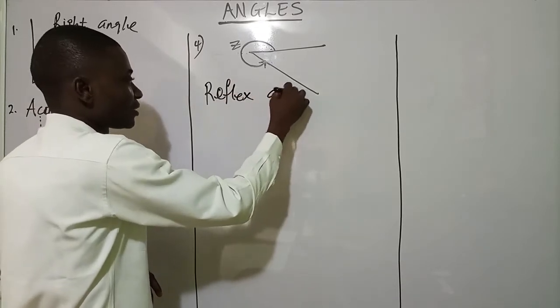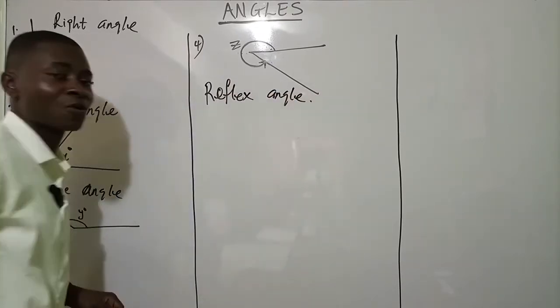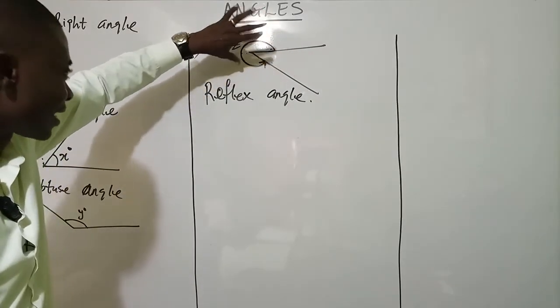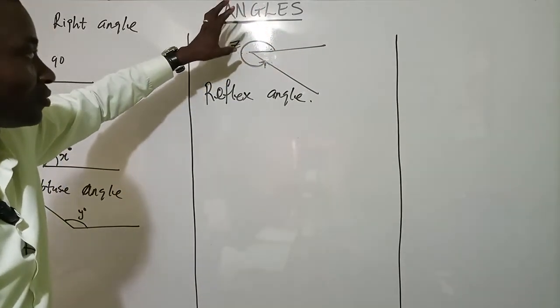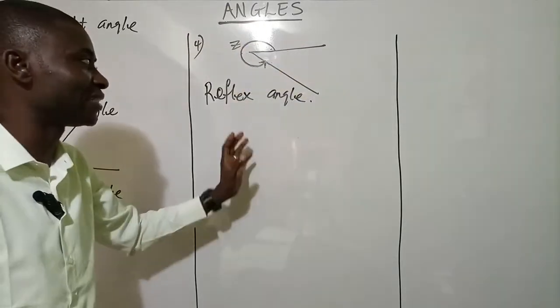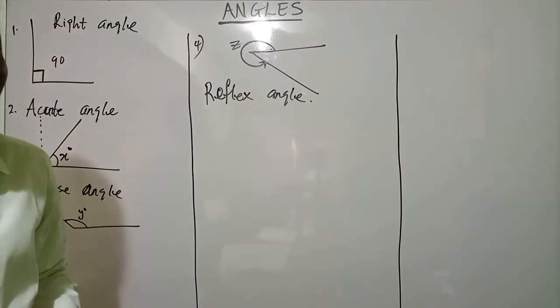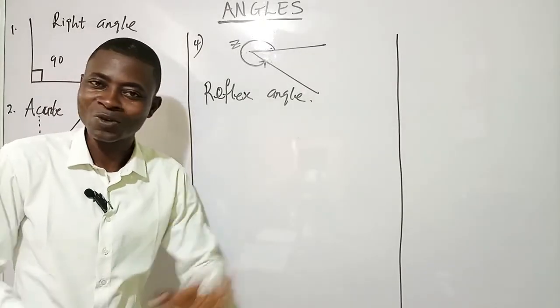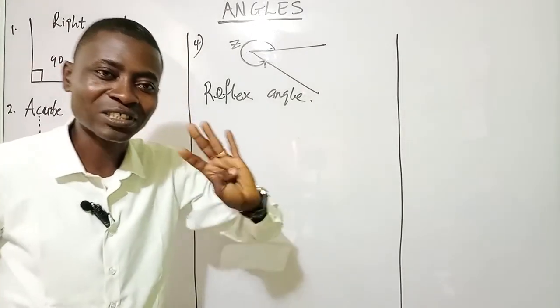A reflex angle. An angle that is greater than 180 degrees but less than 360 degrees is called a reflex angle. Again, what we talked about, we have identified 4 types of angle.